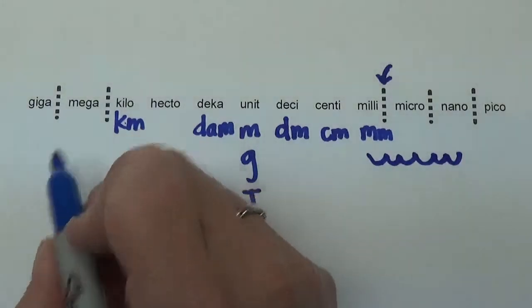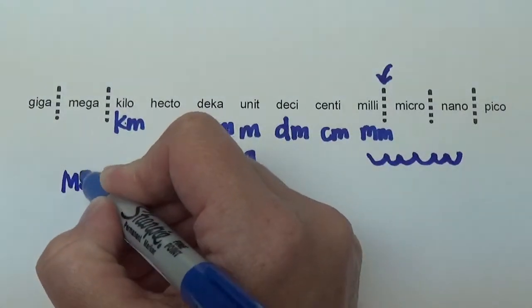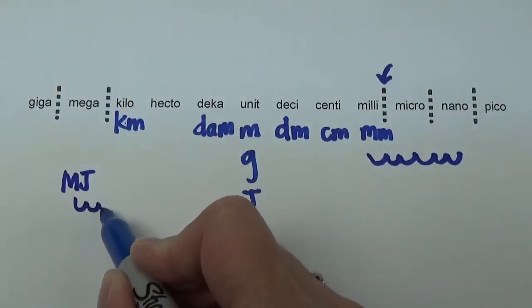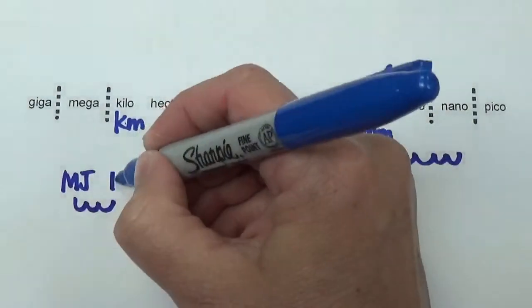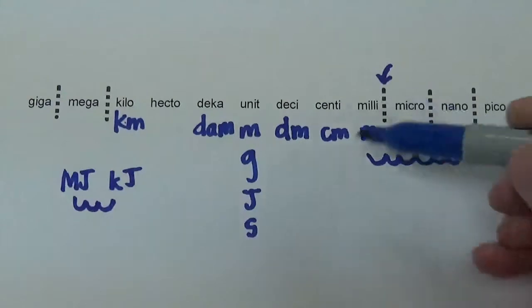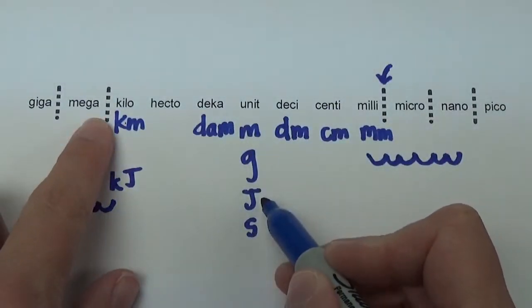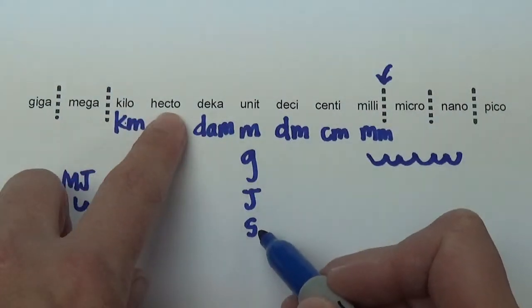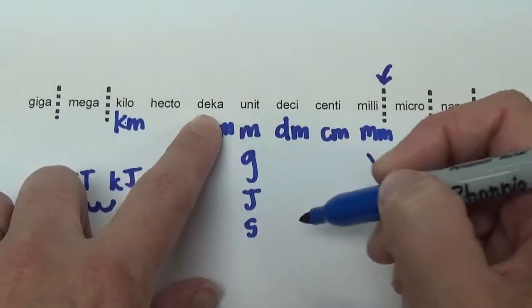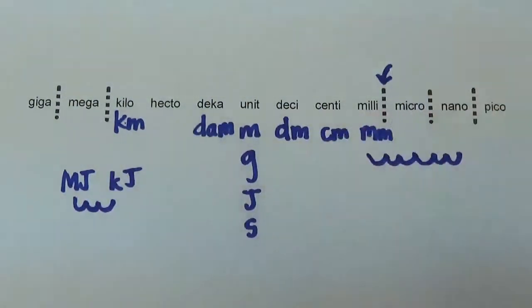The same works over here on the bigger side. 1 megajoule is 1,000 times bigger than a kilojoule. We can put all of the prefixes together with all of the units. So we could say gigagrams, megajoules, kiloseconds, hectoseconds, decagrams, joules. Any of these can go with any of these, so we can make many, many combinations of metric measurements.